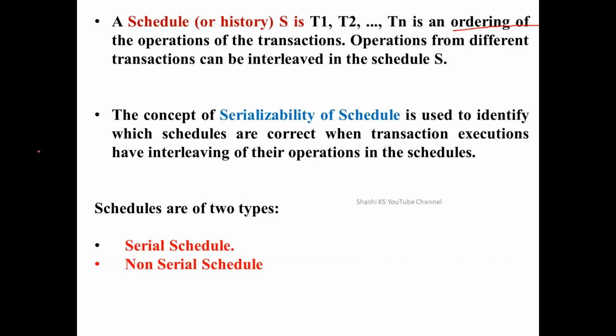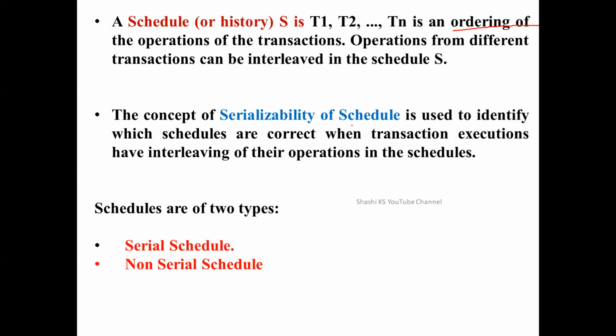So we also have a concept called serializability of schedule. Now, what is the meaning of serializability of schedule? Serializability is used to find out which schedule is correct when transaction executions have interleaving of their operations. That means there are two ways in which the transaction operations can be executed. Whether you can allow all the operations of transaction T1 to get completed and then you can start T2. T2 will get completed and then you can start T3. That type of schedule is called serial schedule.